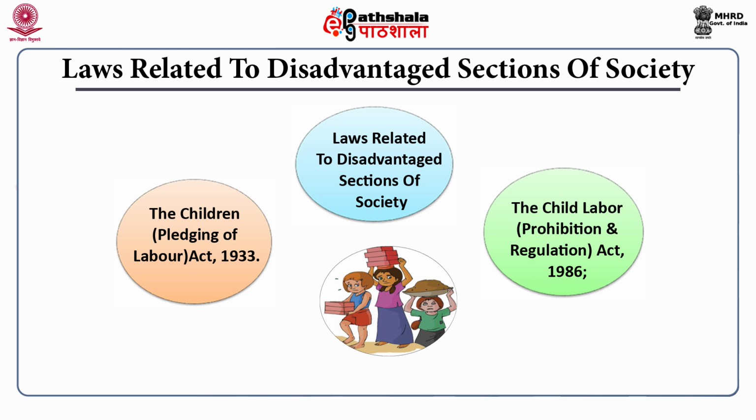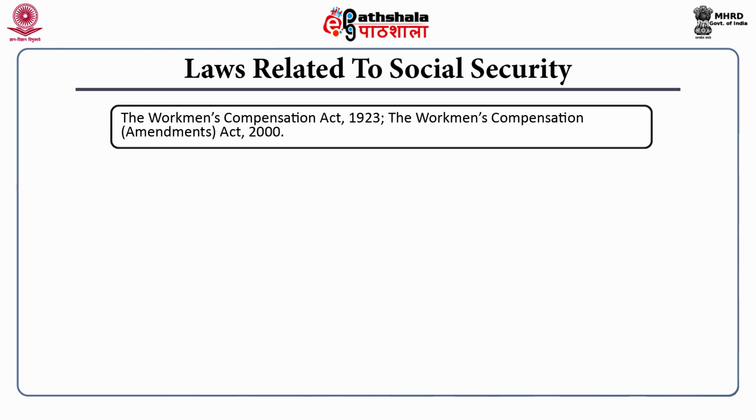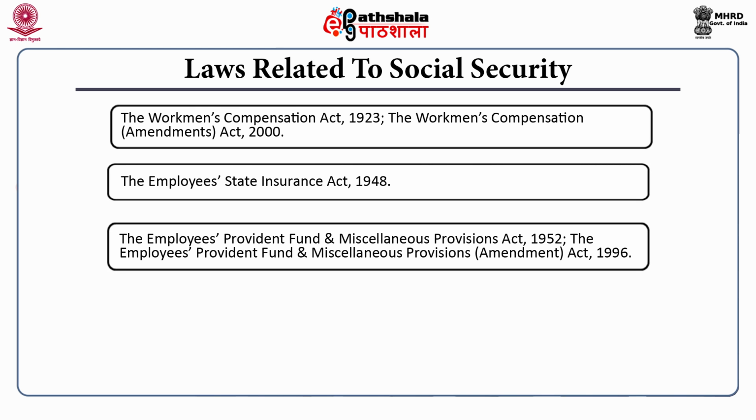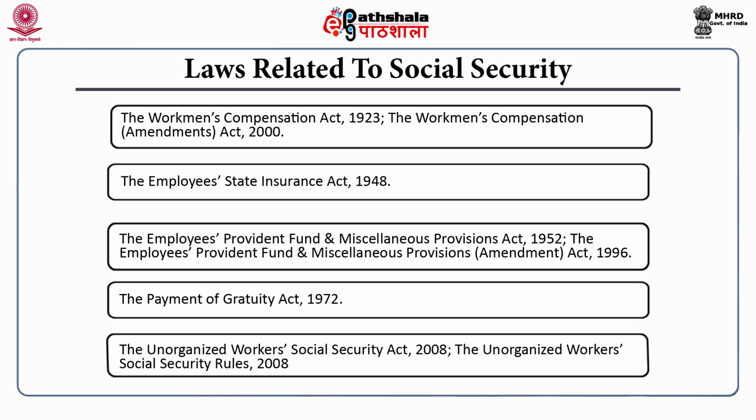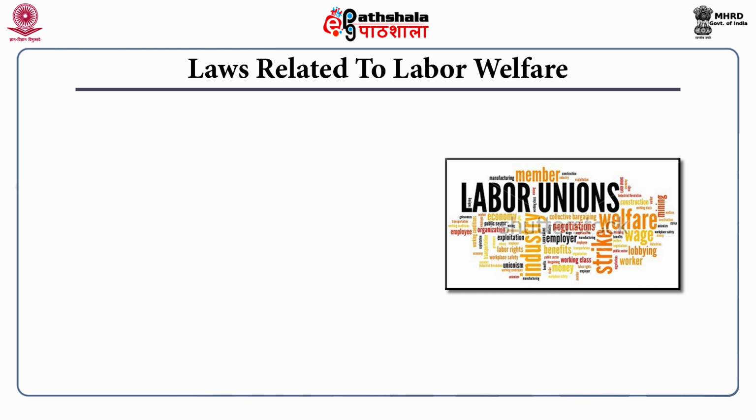of Labour Act 1933. Then we have laws related to Social Security, some of which are the Workmen's Compensation Act 1923, the Employees State Insurance Act, the Employees Provident Fund and Miscellaneous Provisions Act 1952, the Payment of Gratuity Act 1972, and Unorganized Workers Social Security Rules 2008. Then we have laws related to labor welfare.